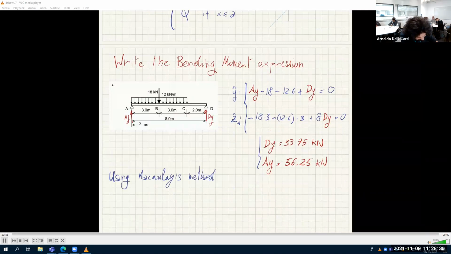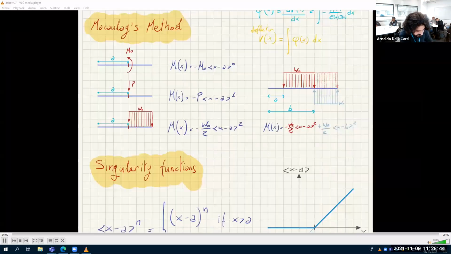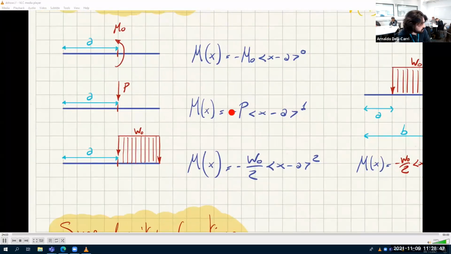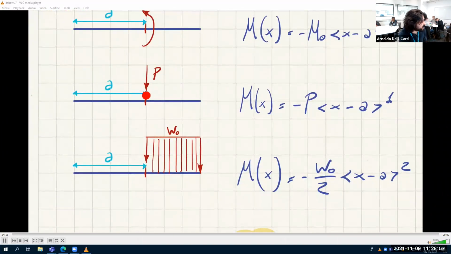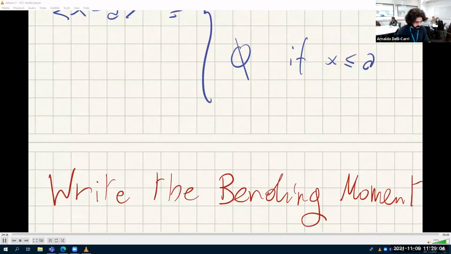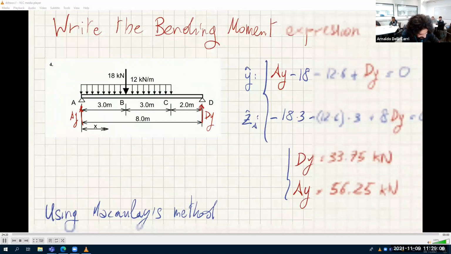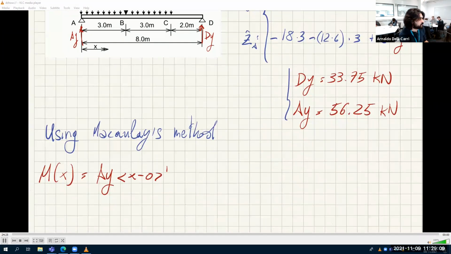So M of X equals AY positive. See, Macaulay says that if the force goes down, it's negative. AY goes up, so it's positive. AY times X minus A to the power of 1. What is A? See, look at this table. A is where the force is applied from the start of the beam. So what is A for AY? 0. So AY, X minus 0 to the power of 1. Great.